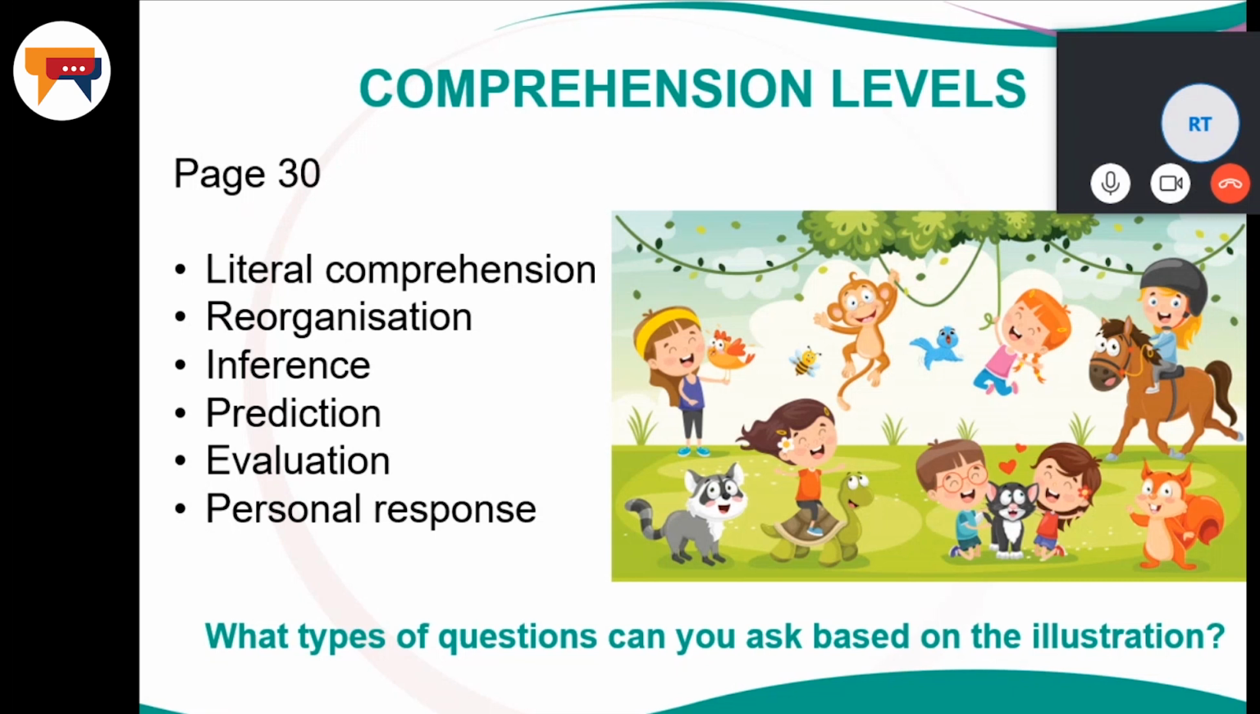Evaluation is where children need to evaluate. Do you think the children in this illustration are happy? Why do you say so? And then personal response. They've got to give their own personal response. Which is your favorite animal? So that's the kind of questions. If you go back to assignment 2, question 5.3, that's the kind of questions you're going to ask.